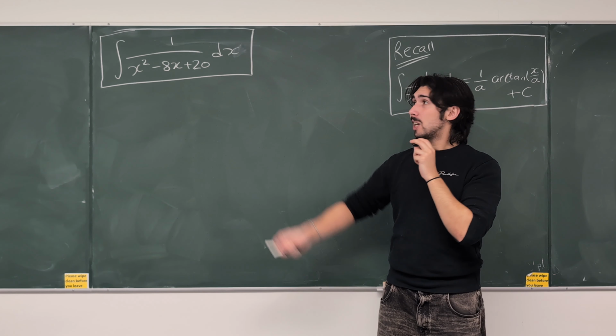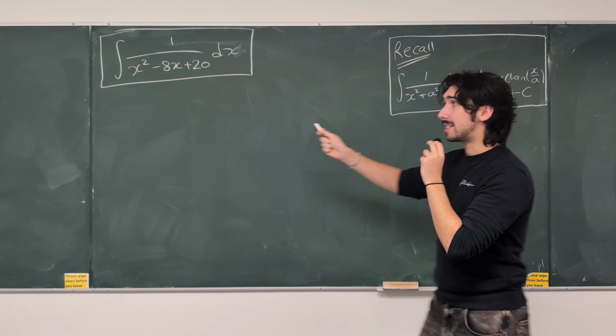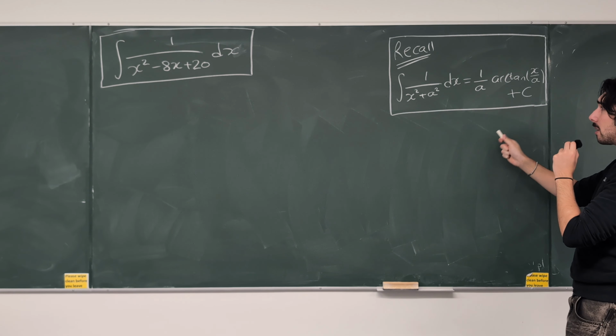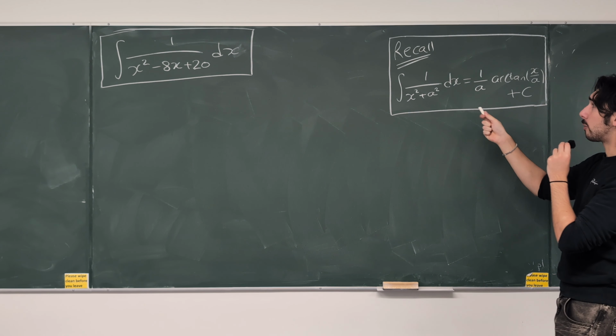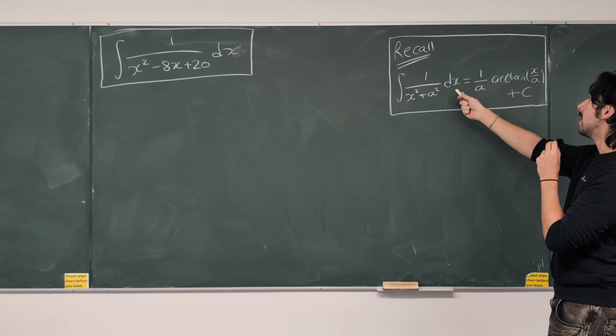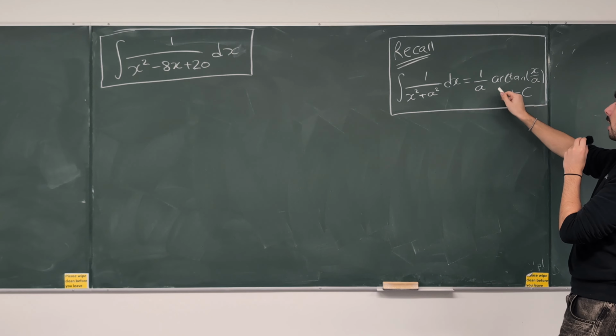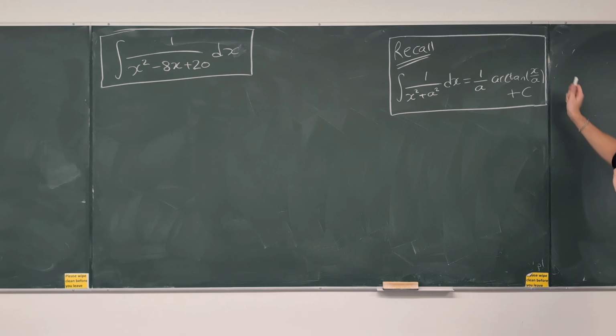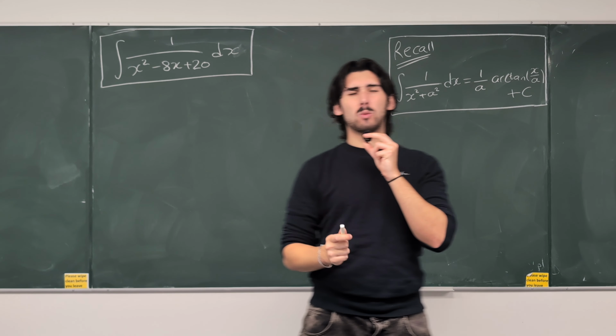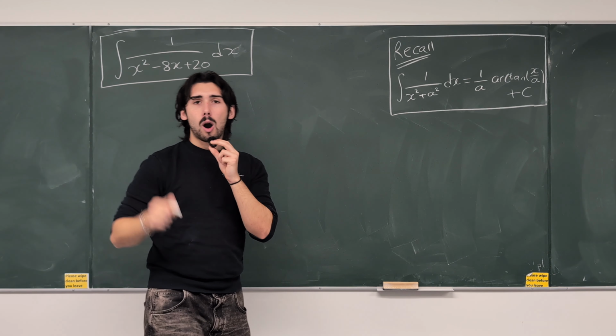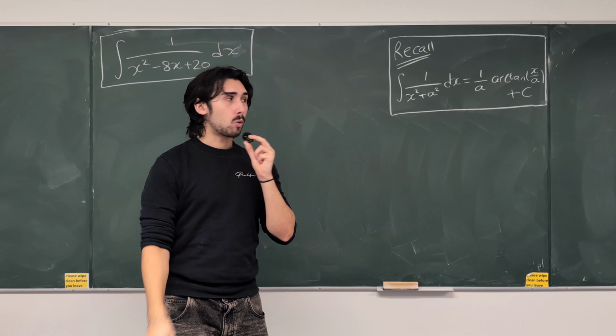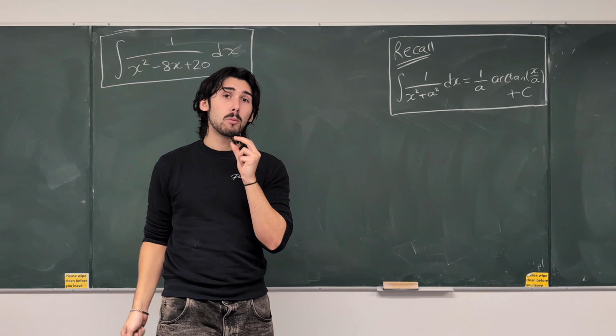Anyway, more importantly, we have got an integral to do, and we need to get our hands on it. One thing that we need to remember is this: the integral of 1 over x squared plus a squared with respect to x is 1 over a times arctan of x over a plus c. If you don't know that, I'll leave a link in the description to deriving this formula, and we're going to use it.